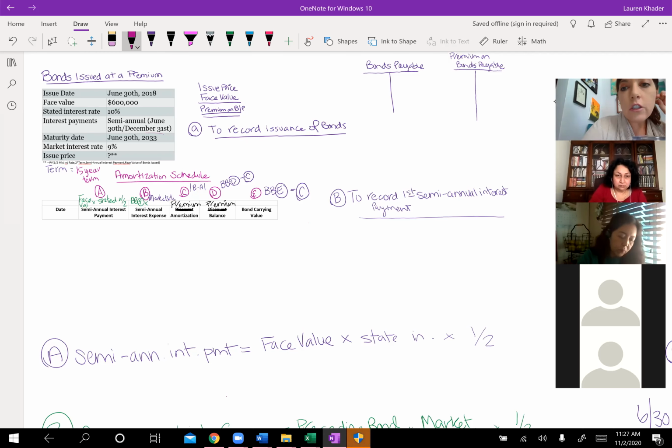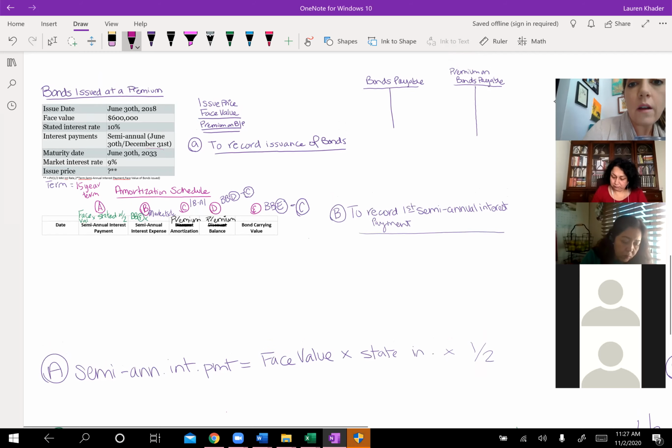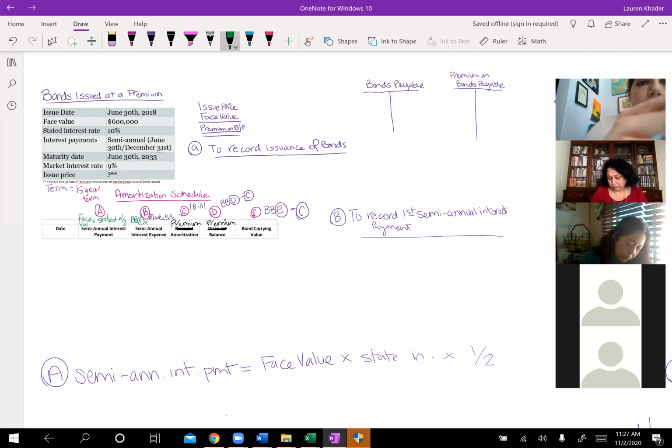The market interest rate at the date of issuance is 9%. So similar bonds are paying less interest than what we're offering. So these bonds are going to be issued at a premium. We will have to calculate the premium using that formula again. So I'm going to write it up at the top this time, if that's okay.